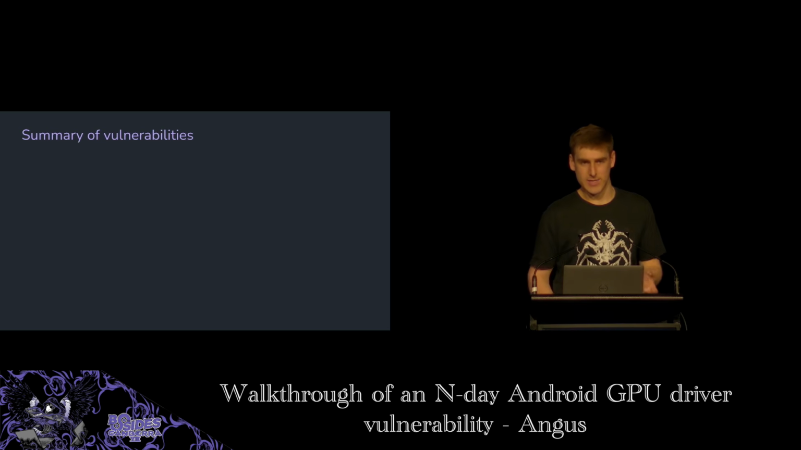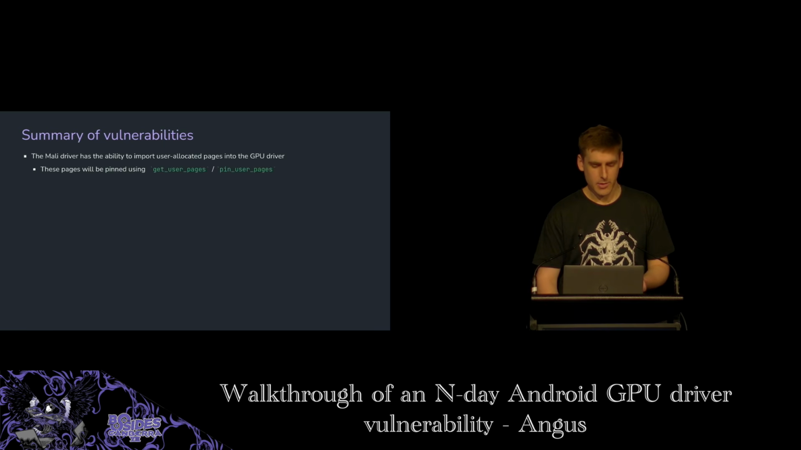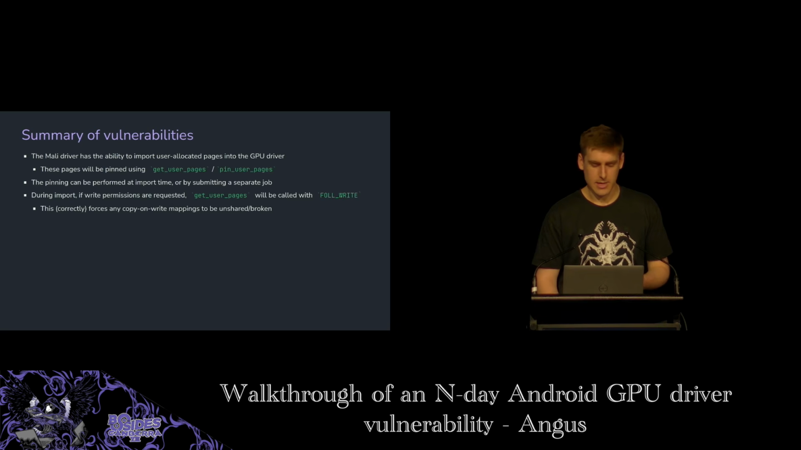So to summarize what we've seen in terms of the vulnerabilities, we started off by importing data into the Mali driver, and during import, the get_user_pages function gets called. We did the pinning by submitting a separate job. Because we requested CPU write access, get_user_pages will be called with the full write flag, which means that the copy on write mapping will be broken in half, which is correct. That's what the kernel's meant to do.